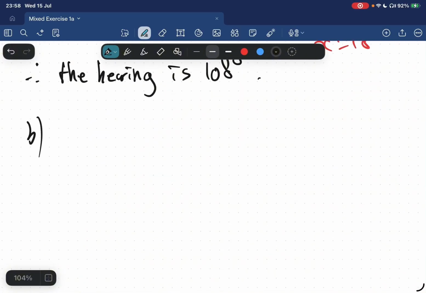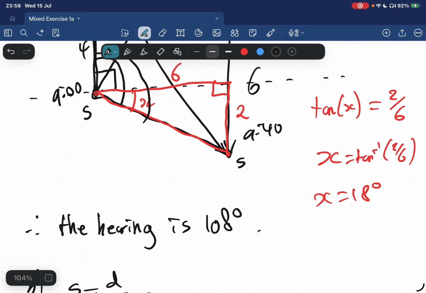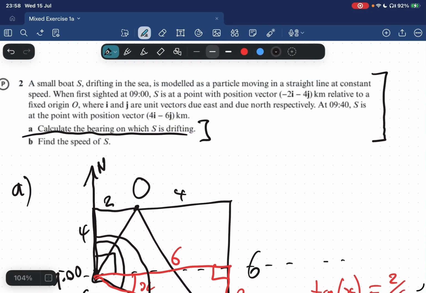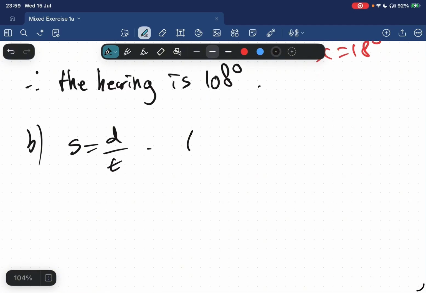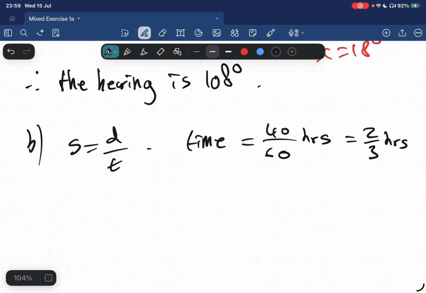Next, we need speed. Whenever you're asked for speed, this formula should just jump out to you. It should be instinct at this point. Speed is distance over time. We know our time, so let's write that down straight away. Let's do this in hours, so 40 out of 60 hours, so 2/3 hours.